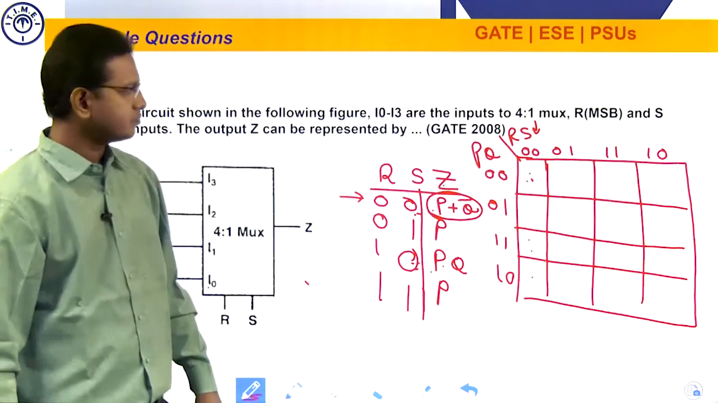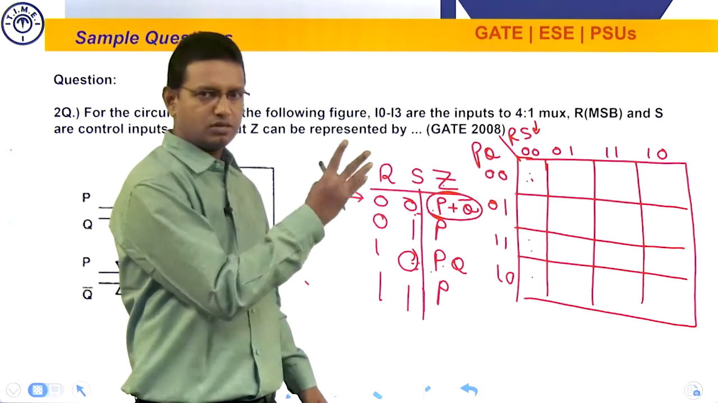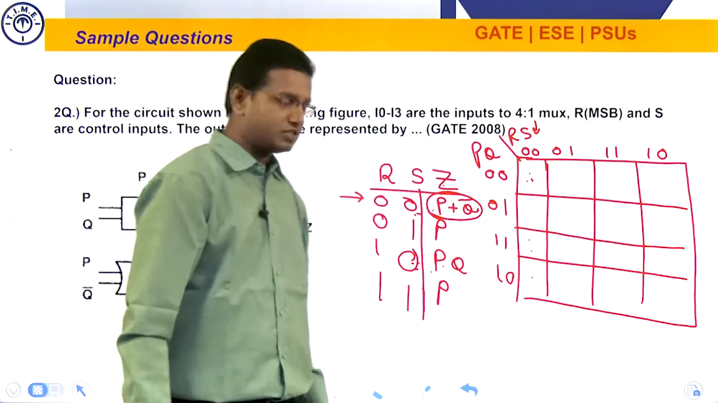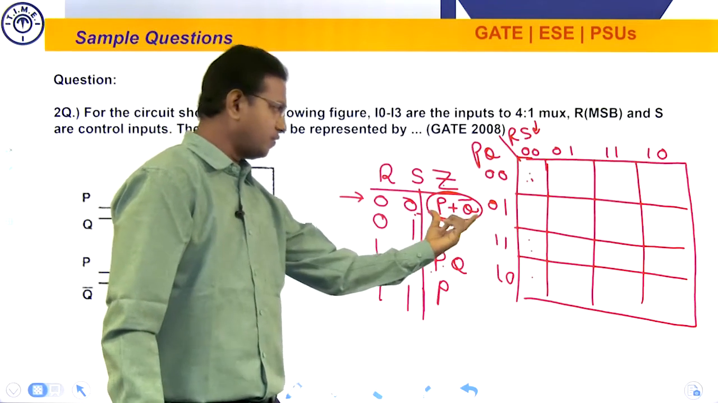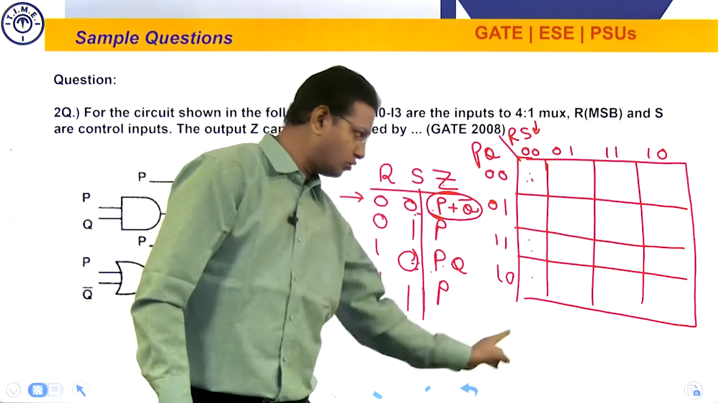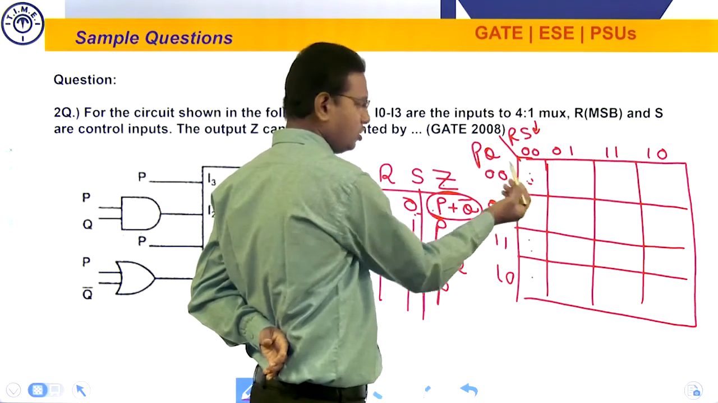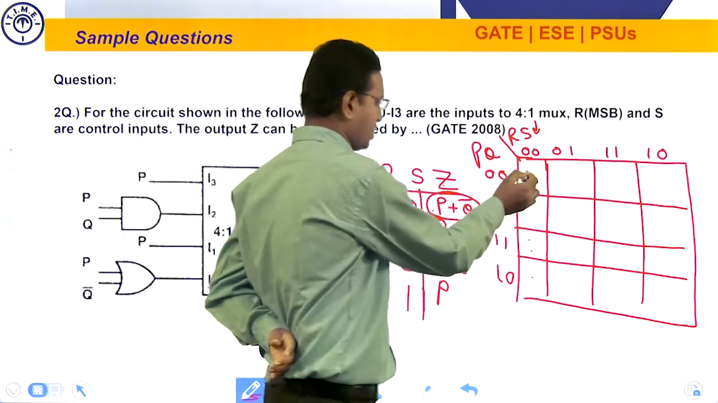Now, whatever values are dropped inside the cells are nothing but function values. The function value is p plus q bar for all these cells. For this cell, p is 0 and q is 0, so 0 plus 0 bar is nothing but 1.